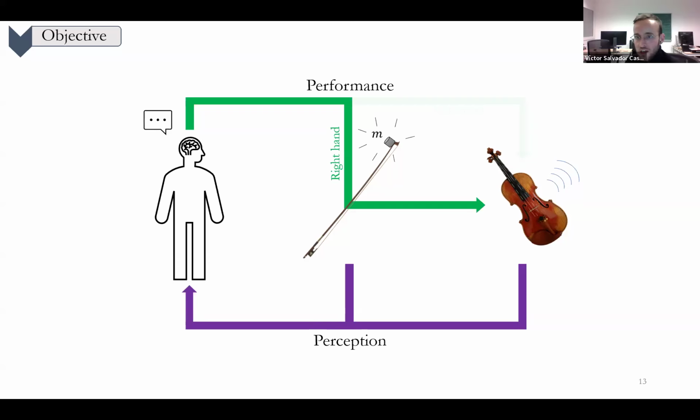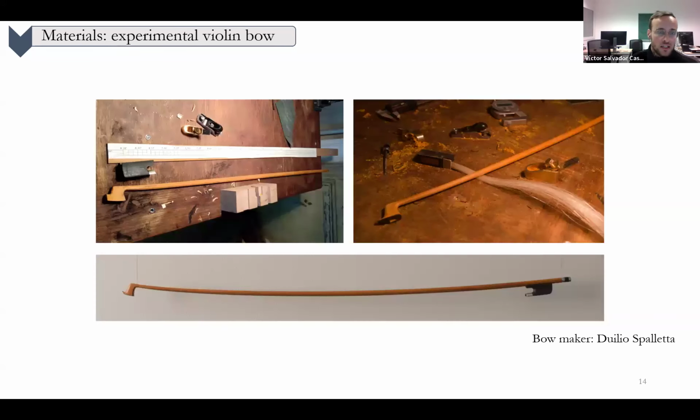And to do so, we used an experimental violin bow, which was designed and built by bow maker Duilio Spalletta. And here I show different stages of the construction of this particular stick.